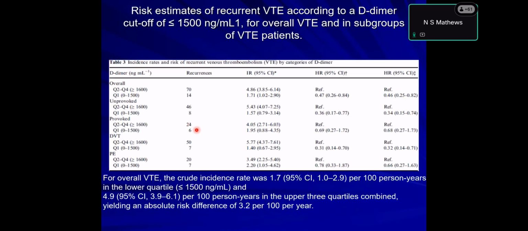So basically, putting it all together, in the second exercise they put Q1 as one category, that means anyone with D-dimer less than 1,500, and all the others they clubbed together and looked at the recurrence rates, etc. And the crude incidence rate was 1.5 per 100 person-years in the lower quartile, which is Q1, and it's 1.7 versus 4.9% in the upper three quartiles combined, which makes an absolute risk difference of 3.2 per 100 per year.